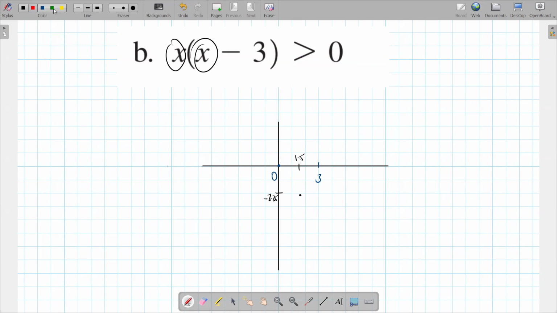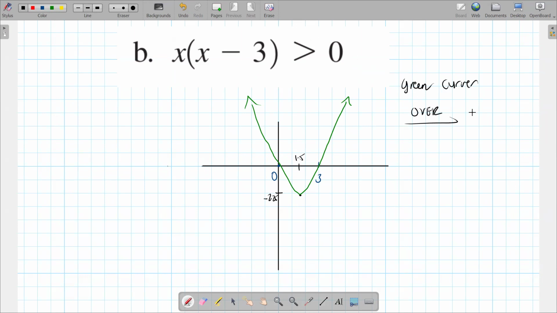We don't need the vertex to solve this problem. We just need to see the general shape. But you know what? It's going to have a vertex somewhere underneath the x-axis. So here's your curve. Now, what is this question asking you? The question is the same. For which x values is the green curve over the x-axis? X greater than 0 means above the x-axis. It's going to be a range of values again.